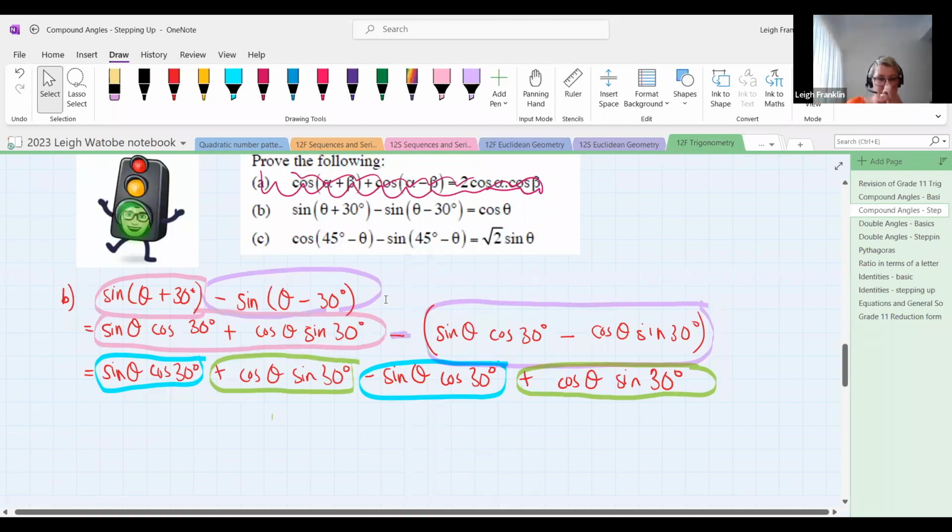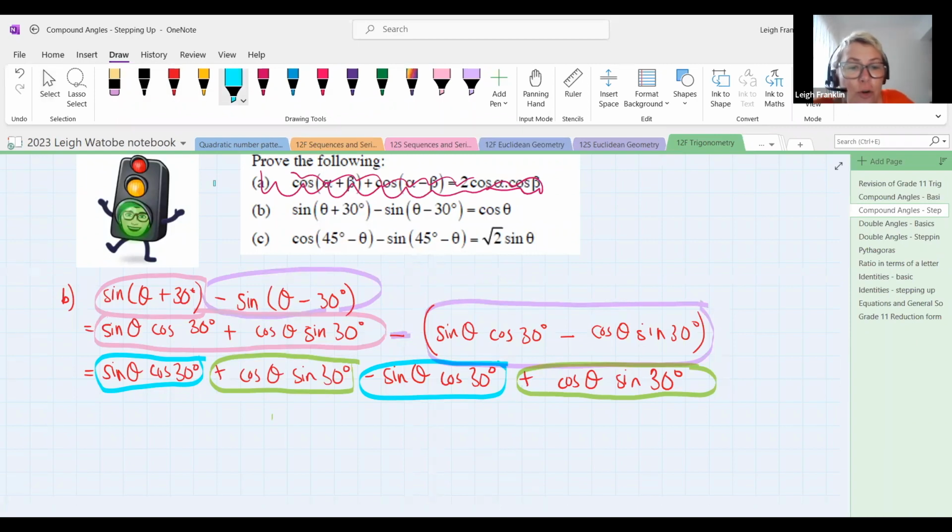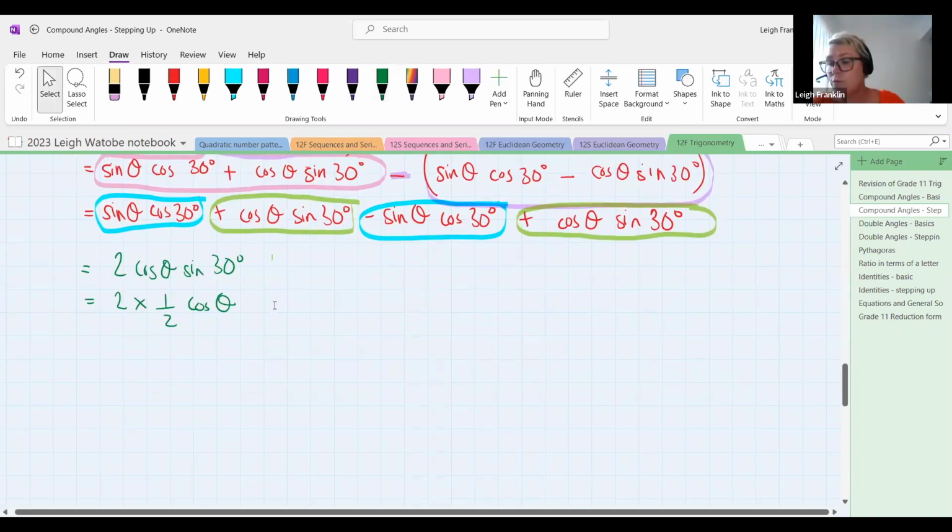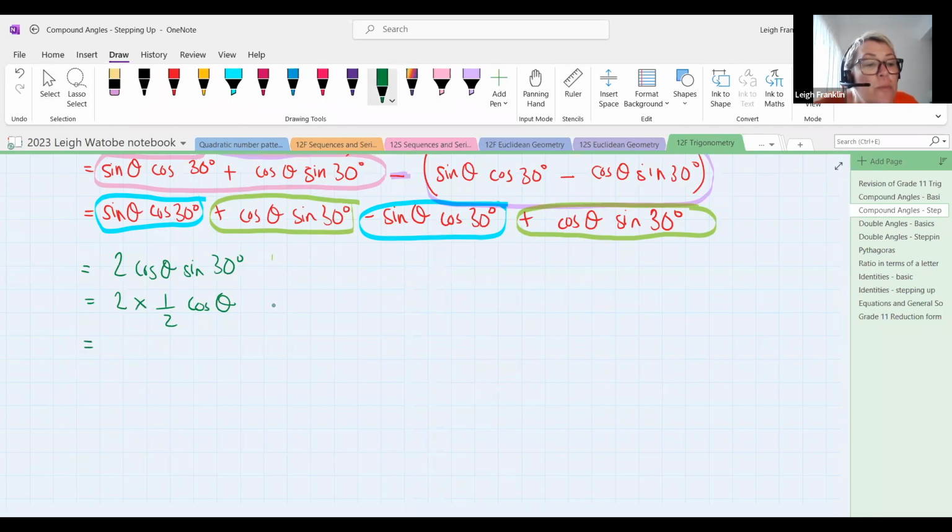Okay, so first term and third term add up to 0. The second term and the last term, the ones in green, are the ones that we're going to be working with. We've got two of them, so this would give us 2 cos theta sine 30. Now I'm going to write 2. The sine of 30 is a half, cos theta, and 2 times a half would leave me with 1, and that's why it would be equal to cos theta on the right-hand side.